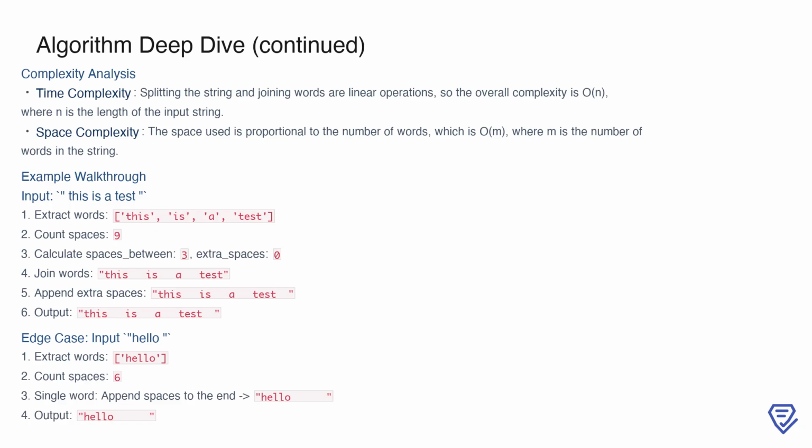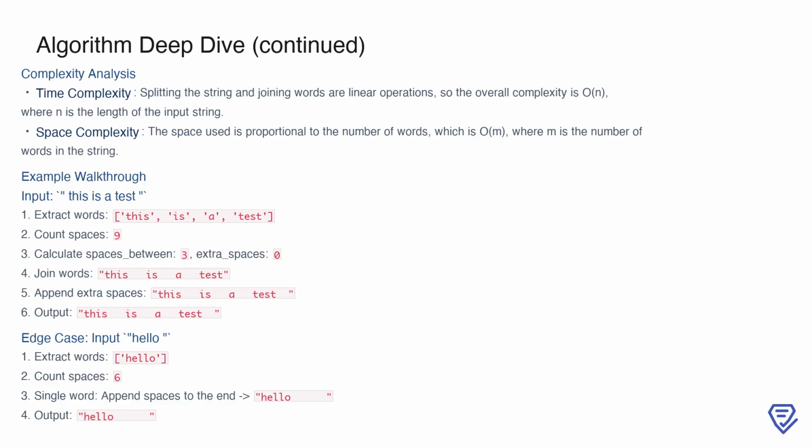Finally, let's examine the complexity and walk through an example of the algorithm. The time complexity is O(n), where n is the length of the input string. This is because splitting the string and joining the words are both linear operations. The space complexity is O(m), where m is the number of words in the string, as the list of words is stored temporarily in memory.